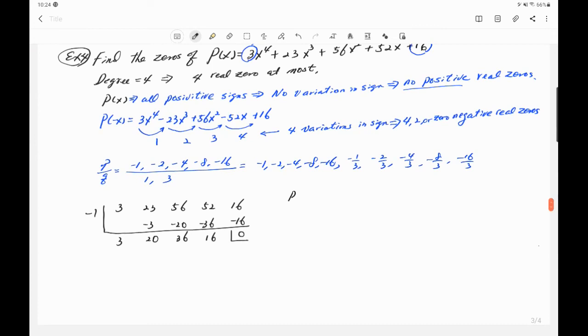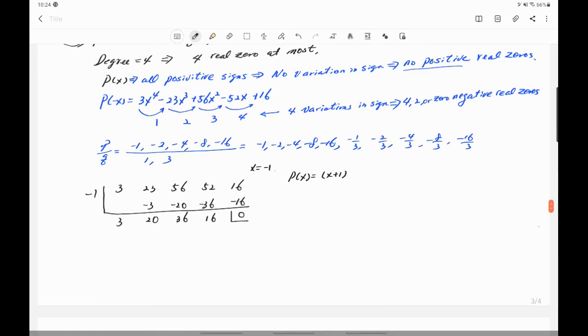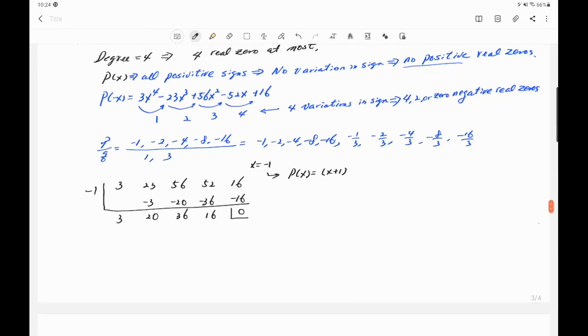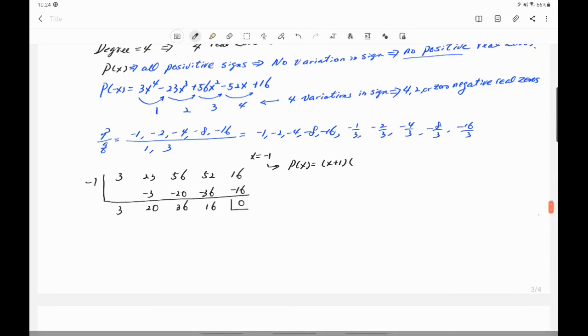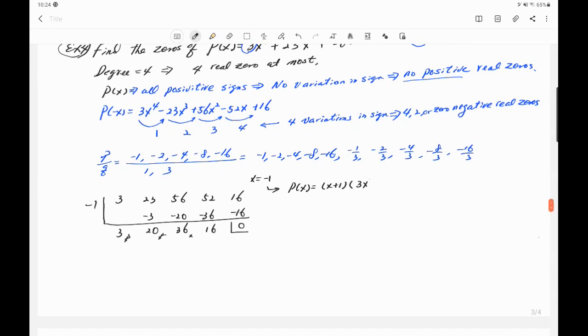In this case, we can rewrite the polynomial. One of the factors is x plus 1, because x equals negative 1. Negative 1 is a solution, a zero of the function. So we can rewrite it as a product of x plus 1 and the quotient. The last one is the constant, this is x, this is x squared, this is x cubed, so we can write it as 3x cubed plus 20x squared plus 36x plus 16.